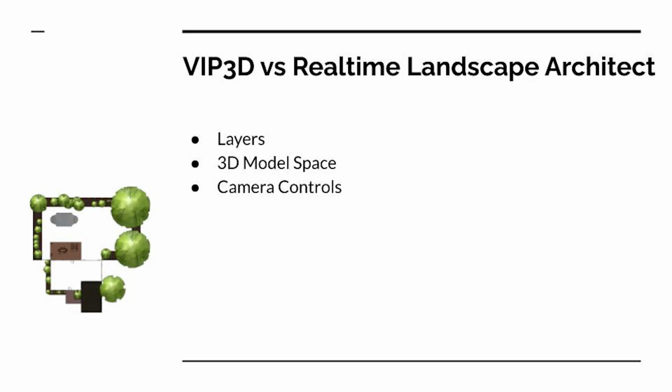We will begin by comparing and contrasting VIP3D with Real-Time Landscape Architect. There are a few key differences in the two. First being the layers. Real-Time used layers that you could create and you had to assign objects to them. VIP only allows you to work in one specific layer at a time, such as only placing plants, and they are all assigned to the plant layer, or designing the house, and so on. In VIP3D, unlike Real-Time Landscape Architect, you cannot work in the 3D model space.